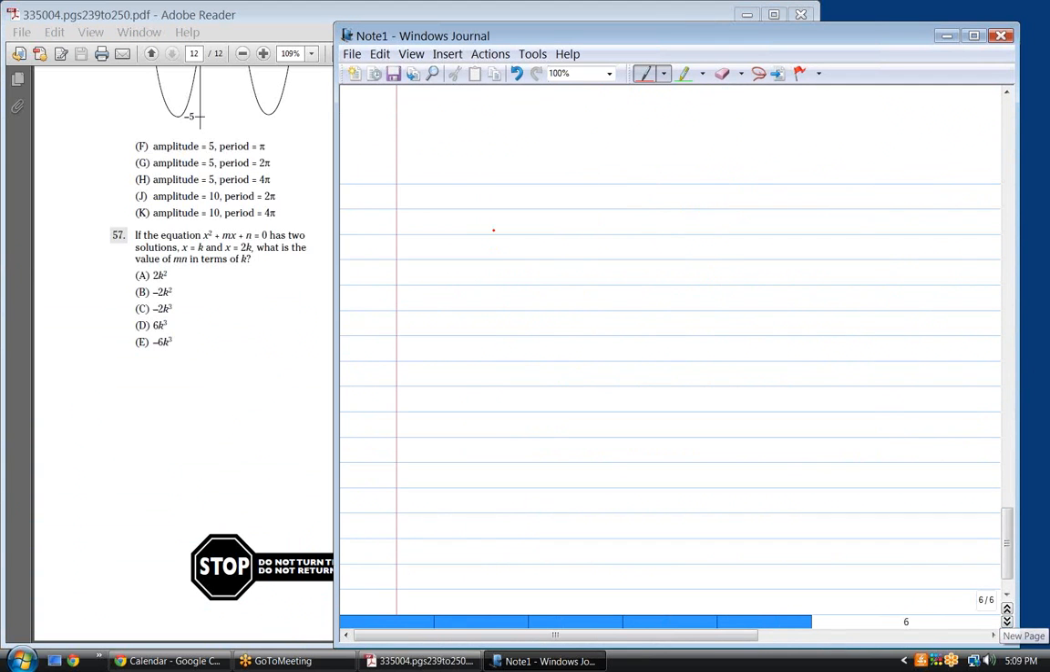So if the equation x squared plus mx plus n equals 0 has two solutions, x equals k and x equals 2k, what is the value of mn in terms of k?